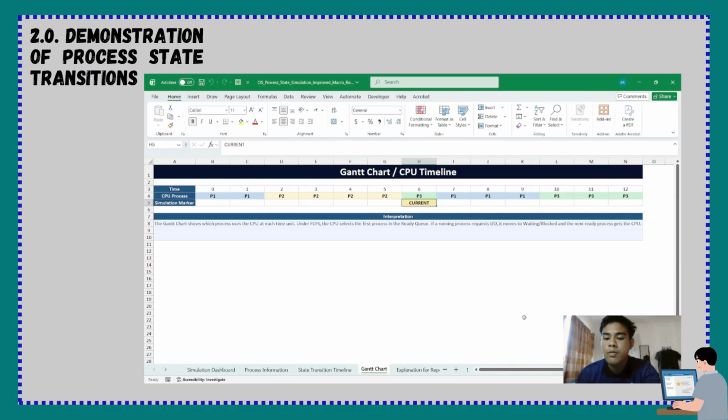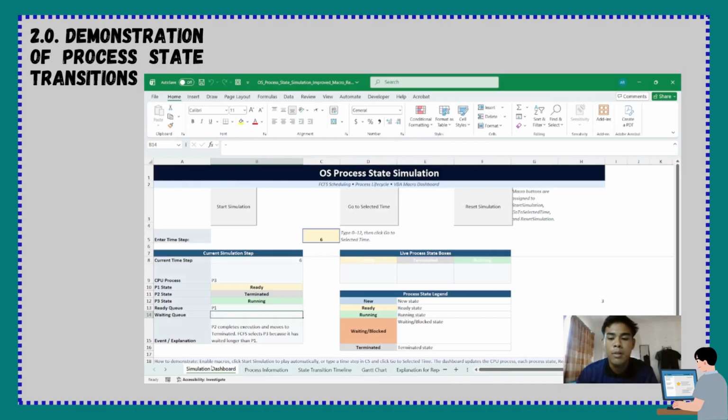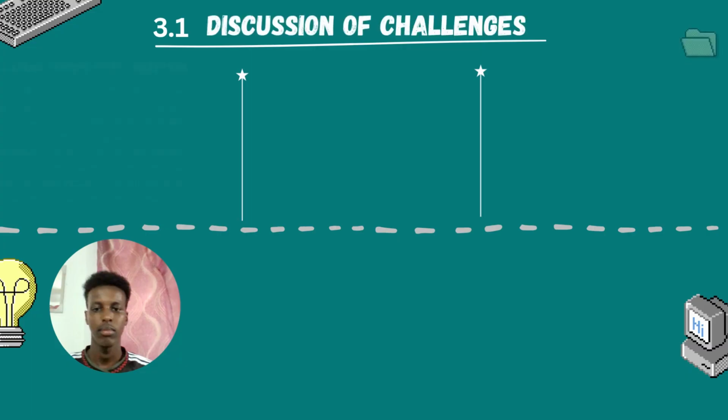Okay. We can also reset the simulation, as I did previously, to return the dashboard to its original condition. So in conclusion, this simulation demonstrates how the FCFS scheduling algorithm manages several processes and how the I/O operation affects the execution order. It also helps to understand process states, ready and waiting queues, CPU allocation, and scheduling performance. That's all from me. Thank you.